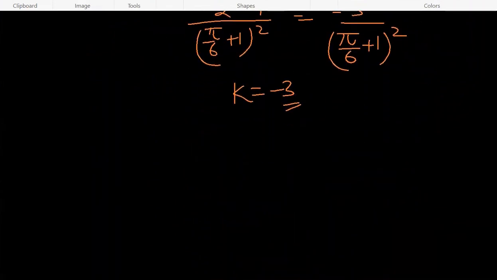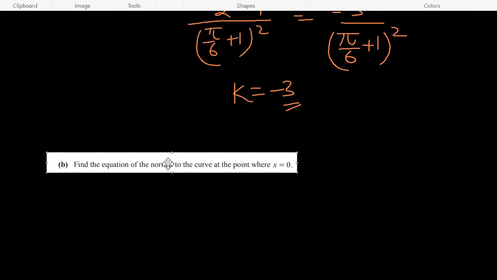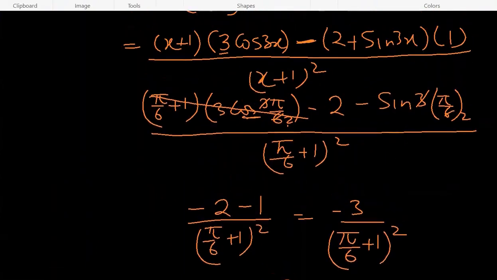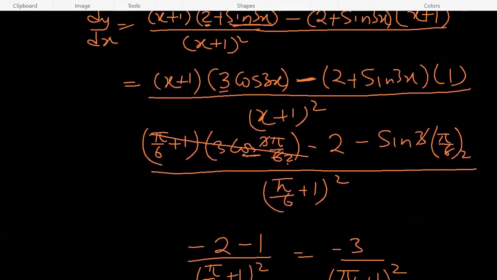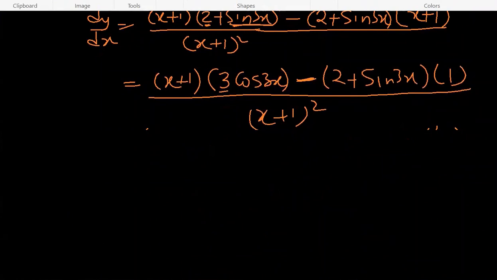Let's see what the next part talks about. Find the equation of the normal to the curve where x is equal to 0, not pi by 6. That means, what can we do? Let me erase this part. And in place of pi by 6, let me write 0 now. So dy over dx at x equal to 0.